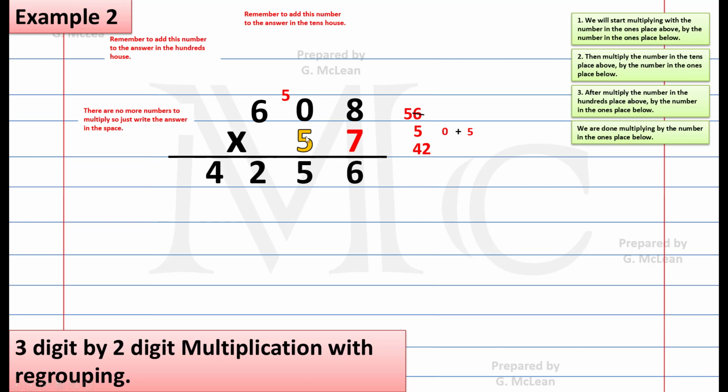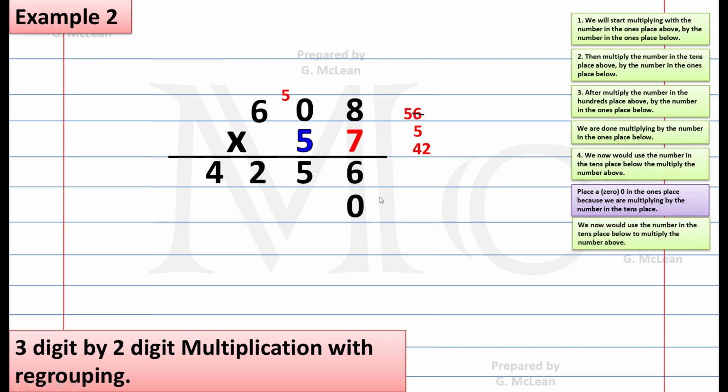Yeah, 5 tens. 50 is 5 tens. Remember we did value and place value? That's where it comes in. So what we have to do now, we have to place a 0. Let's multiply the number above by the 5 in the tens place for the 57 number here.